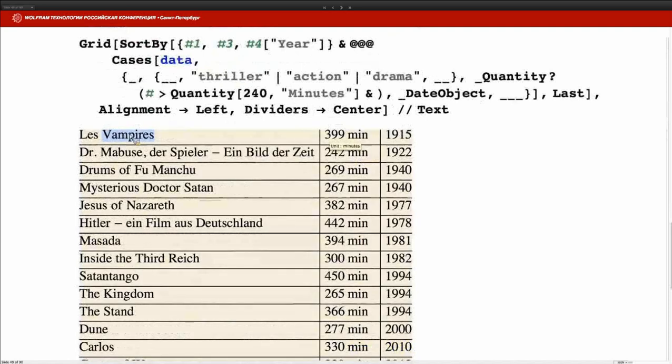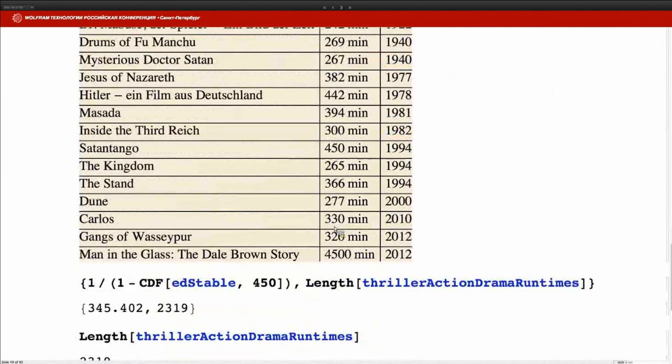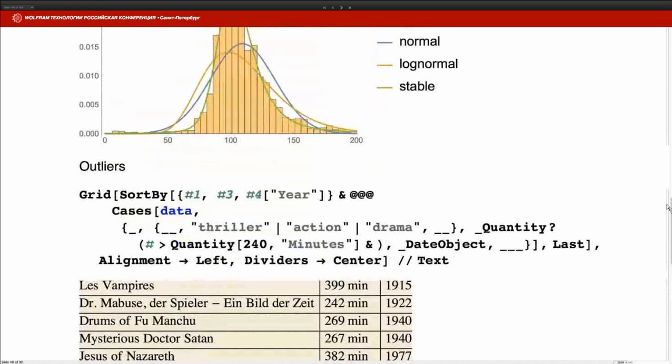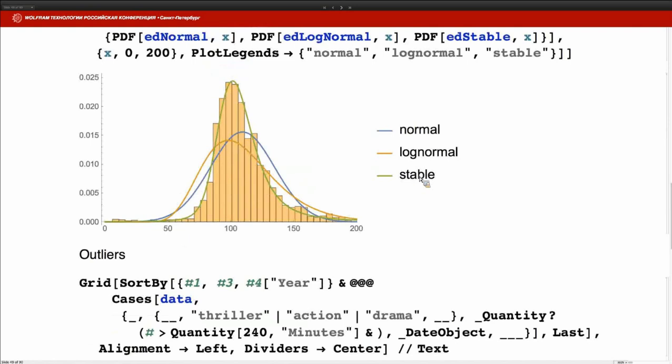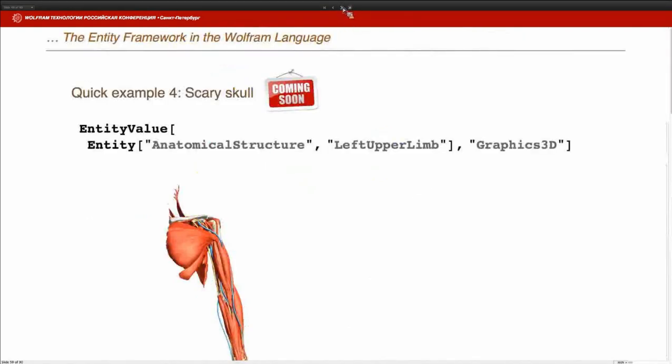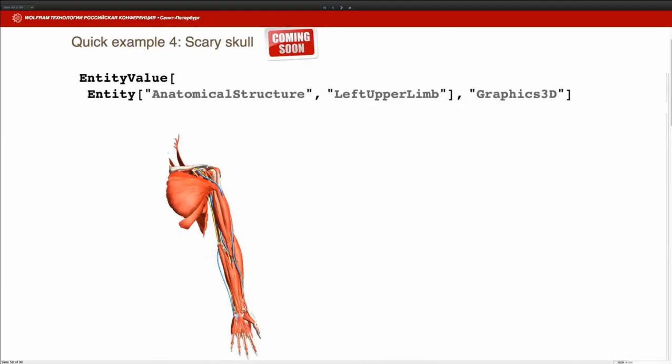And you can get the outliers, like there is one movie which runs for 399 minutes from 1915. It's still the winner of all. And then there's a very new one which goes for 4,500 minutes. That, of course, is very well explained with a stable distribution which has only a power law decay instead of an exponential decay. Another forthcoming domain is anatomical structures.